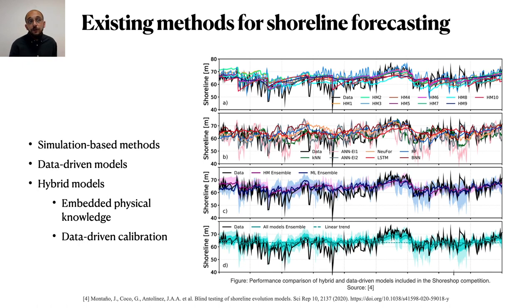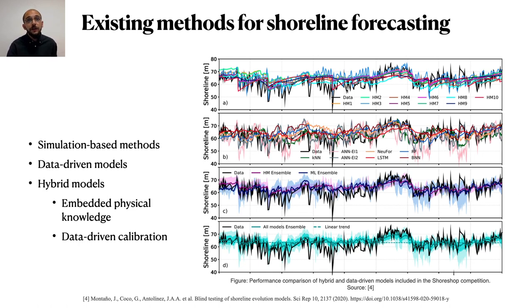On the other hand, data-driven models are sort of the opposite. They include no physical information whatsoever. They are purely based on the data set at hand, and this makes them prone to overfitting. Finally, hybrid models are a mixture of both methodologies, so they include some type of physical knowledge in them. Meanwhile, they still use data-driven techniques to calibrate the models.